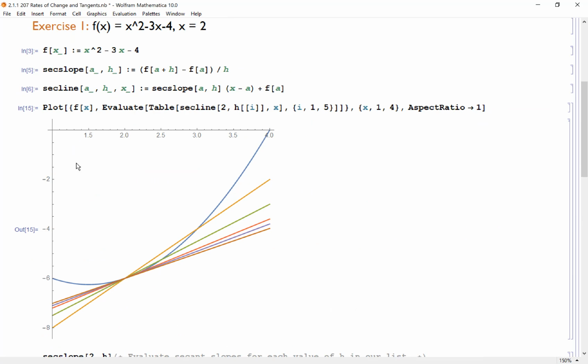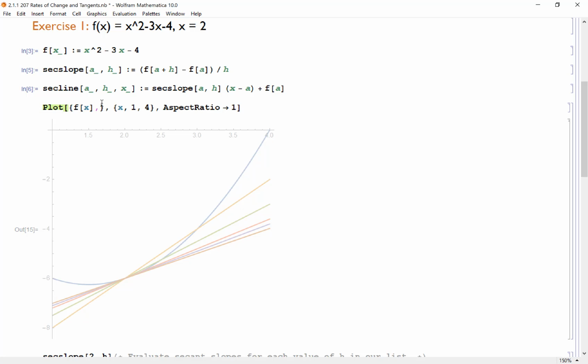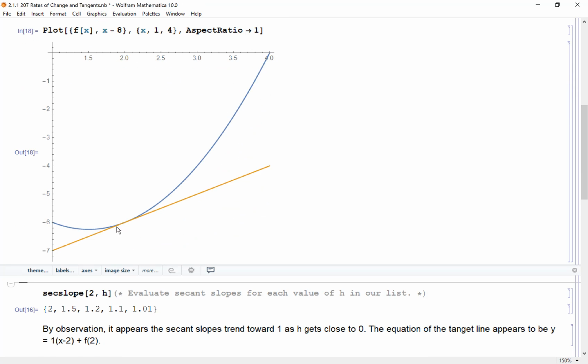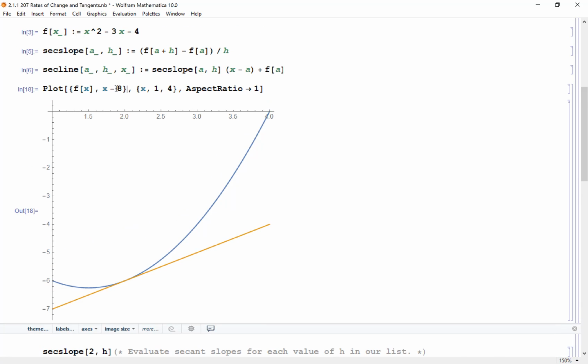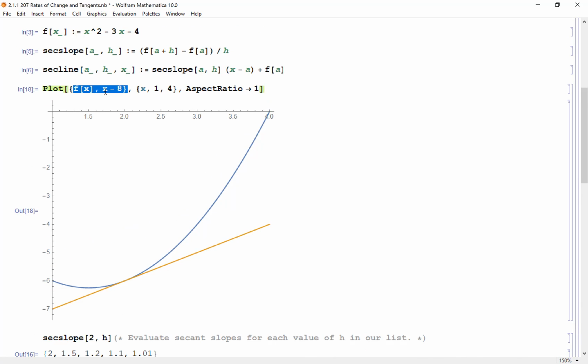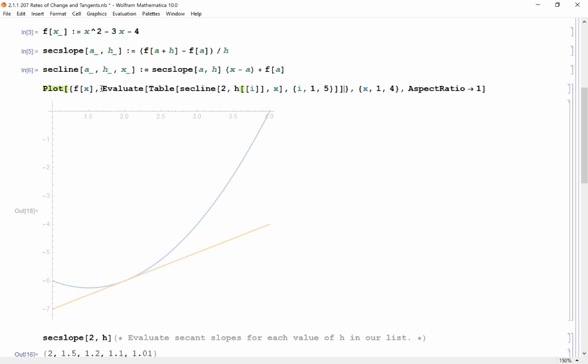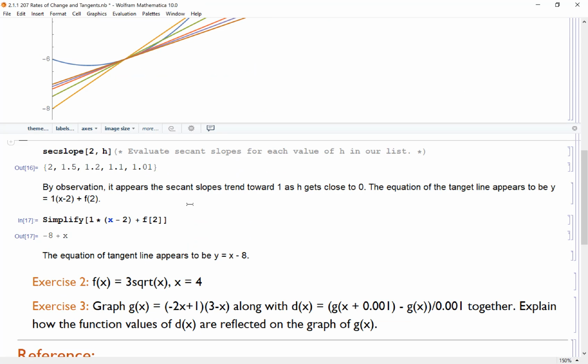Let me go in the graph real quick, and let me just take out this Evaluate just to see if that makes sense. If I just type in x minus 8 as the second function, wow, that looks like the tangent line to me. So I think this trend kind of led us in the right direction. So if I had a guess, I'd say the instantaneous rate of change right at 2 took on the value of 1 based on our secant slope trend.